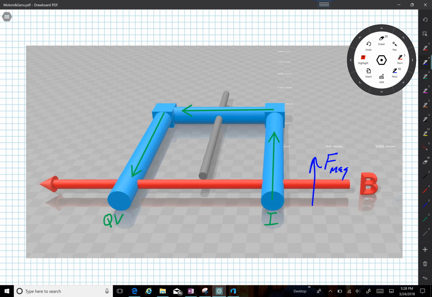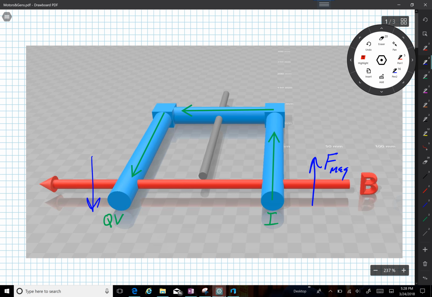You got to imagine there are Avogadro's number of electrons or charges on this wire, and they're all being pushed up. The entire wire is going to have a force up applied to it. The charges can't come off the wire, so they're going to push the entire wire in the direction of the magnetic force. And if we do our right-hand rule, you'll find that on this side, the magnetic force is down.